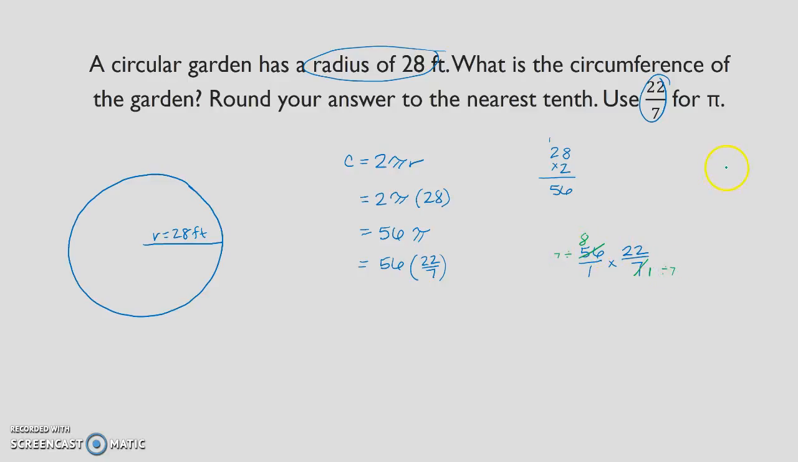Okay, so now I just have to do 8 times 22. So 22 times 8. 2 times 8 is 16. 2 times 8 is 16 plus 1 is 17. So it's 176. My answer is that the circumference of the circle is 176 feet. So the distance around the circular garden is 176 feet.